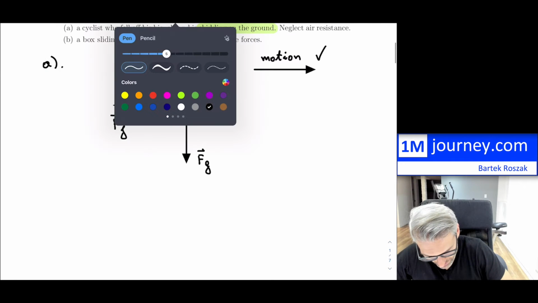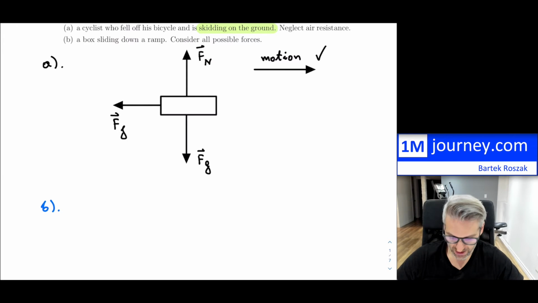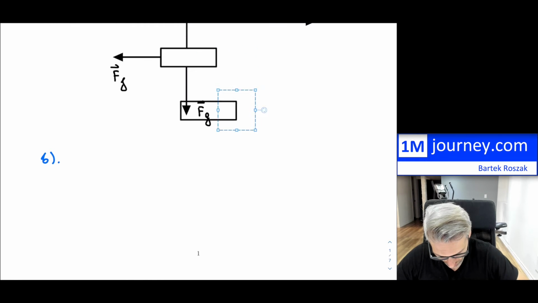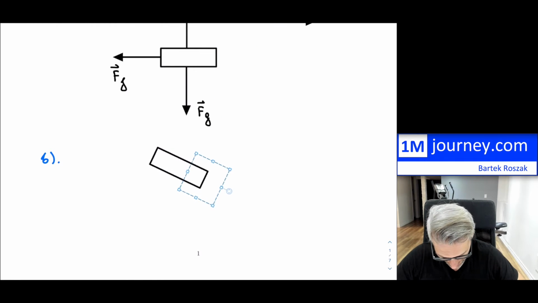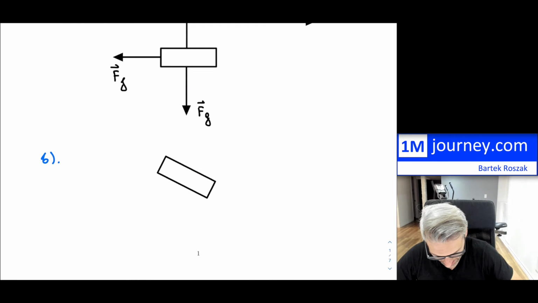Let's take a look at part B. Maybe I'll switch colors here. A box is sliding down a ramp. Consider all possible forces. So if we're going to have a box, I'm going to steal this one actually. So let's duplicate it. So here's our box skidding down. It's going to be at some angle. Now we don't know what this angle actually is.